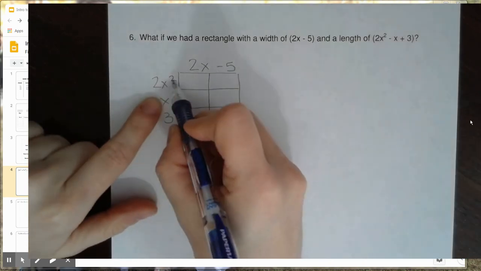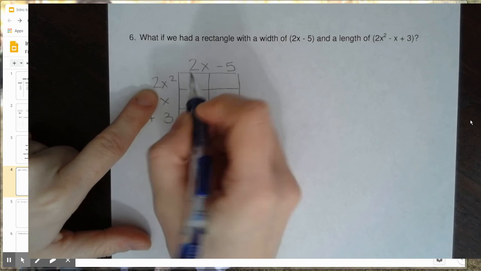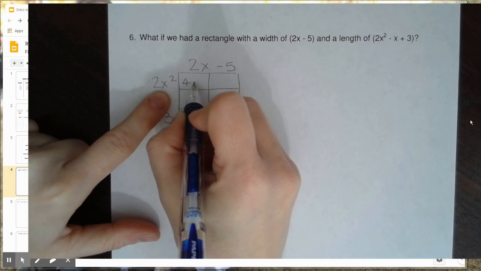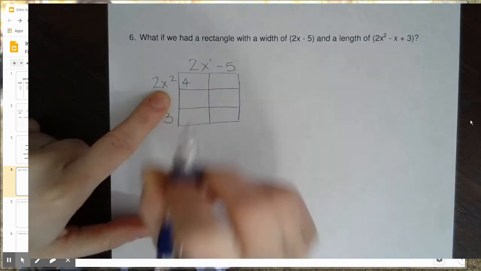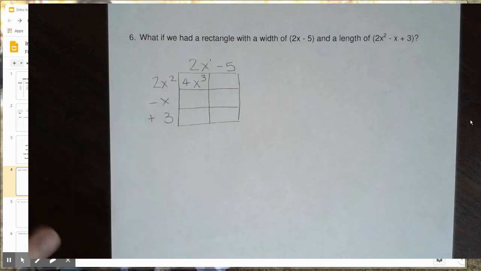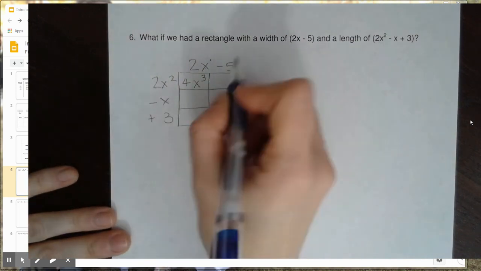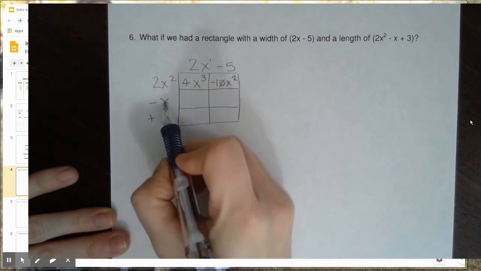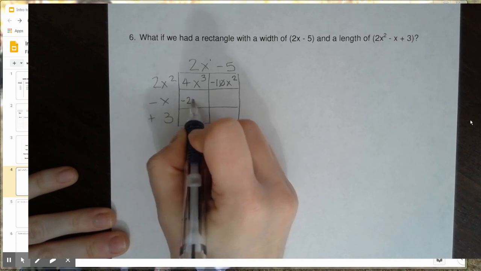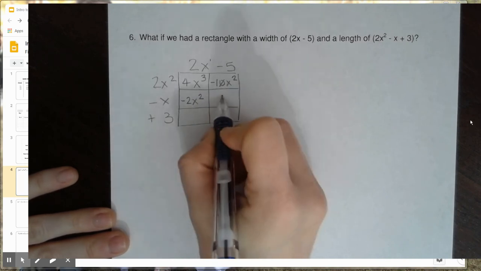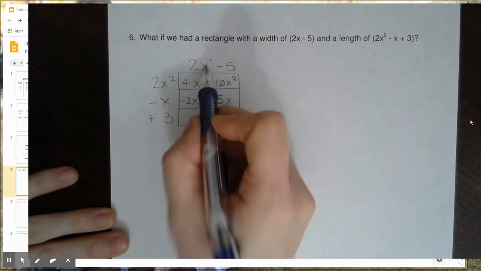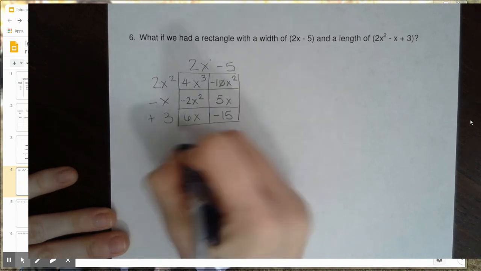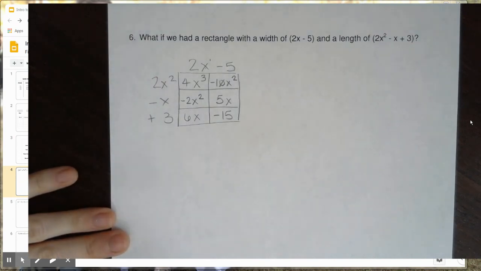So 2x squared times 2x, well, 2 times 2 gives us 4. X squared times x, if you think about your exponent rules, this is technically x to the first. So that gives us x cubed. 2x squared times negative 5 gives us negative 10x squared. Negative x times 2x gives us negative 2x squared. Negative x times negative 5 gives us 5x. 2x times 3 gives us 6x. And then negative 5 times 3 gives us negative 15.